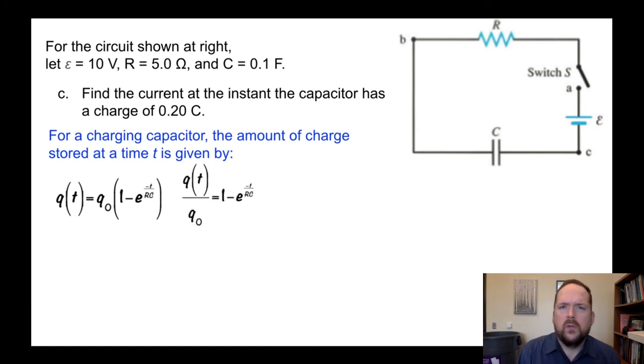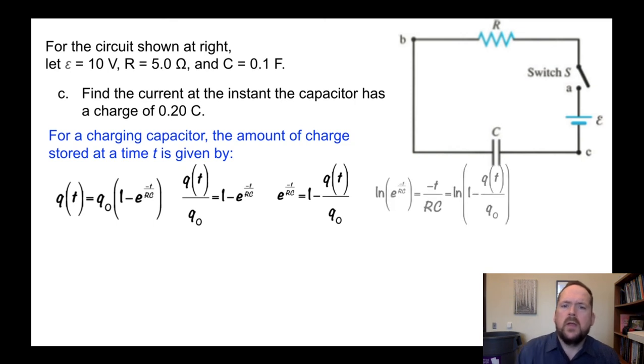So I'm just going to symbolically manipulate this here. I'm going to divide both sides by Q0. Then I'm going to move the e to the left and the ratio of the charges to the right. So I have e to the minus t over RC equals 1 minus q at some amount of time divided by q naught. Then I need to undo that natural exponential function. Recall from your work in math, probably in a high school class, that a natural log function is what undoes a natural exponential function. So I need to take the natural log of both sides here.